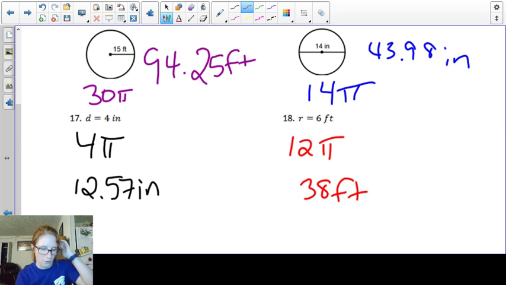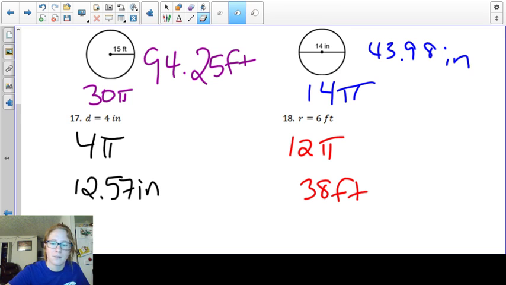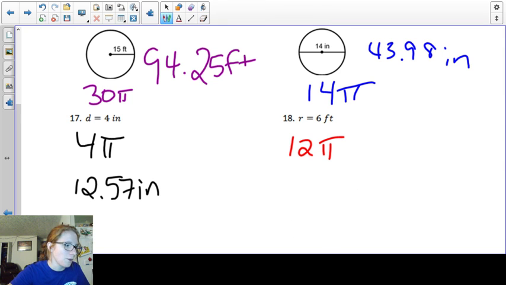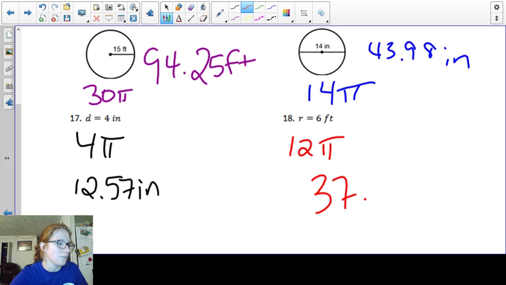Now, the reason that one's just 38 is because I had to double check myself. I get 37, should be 37, I can't round. I couldn't round this morning, apparently. It should give me 37.699, which will give me 37.7 feet. I don't know why I didn't round that correctly in my notes. It's on there now.